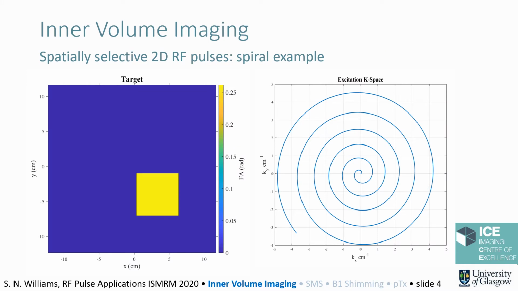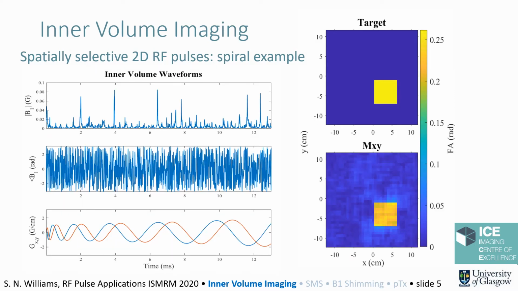A further approach for inner volume imaging is through 2D RF pulse designs. In this case, a specialized excitation K-space trajectory is needed to encode the RF waveform. This pictorial example shows a 2D inner volume target pattern and the spiral trajectory used for pulse design. Here are the RF and gradient waveforms used to generate the 2D excitation. Using a simple least squares pulse design, a reasonable excitation can be produced. The RF pulse is, however, over 12 milliseconds, which might be unsuitable for some applications.